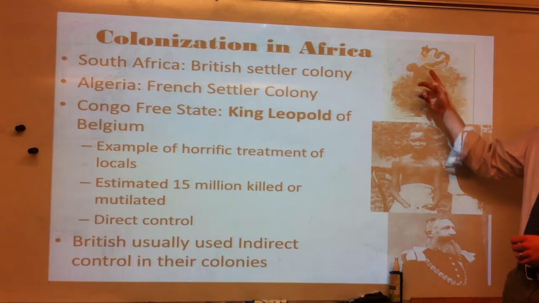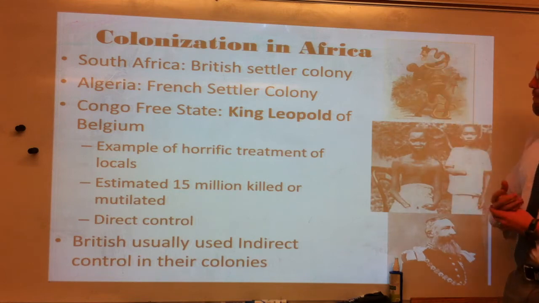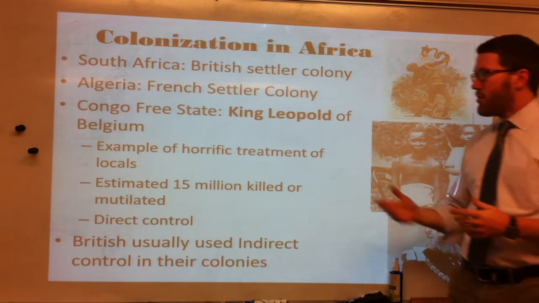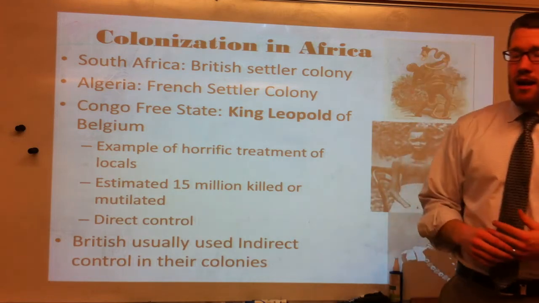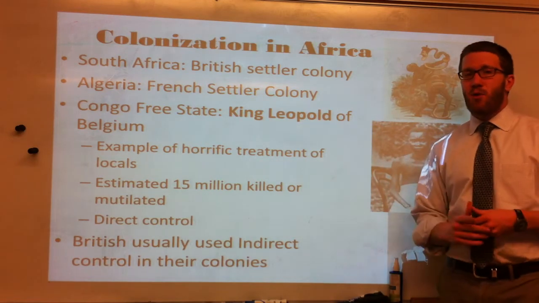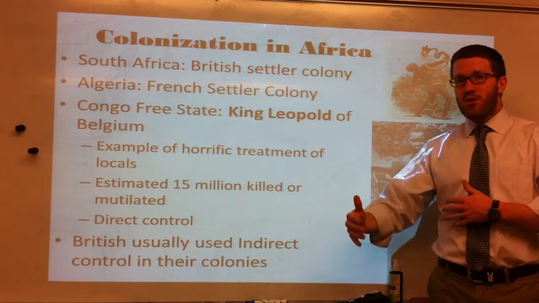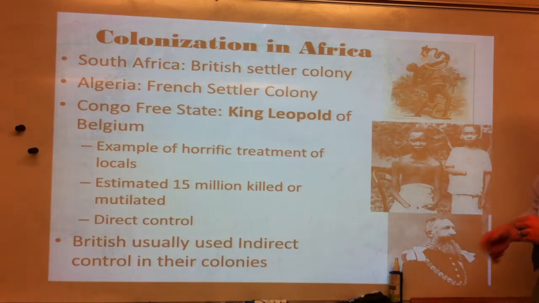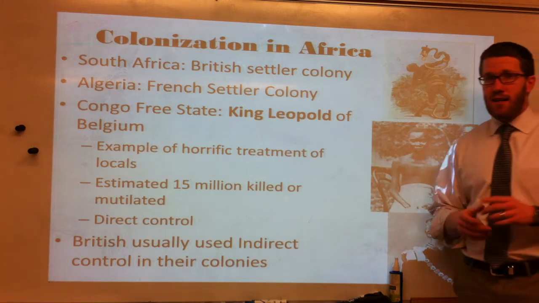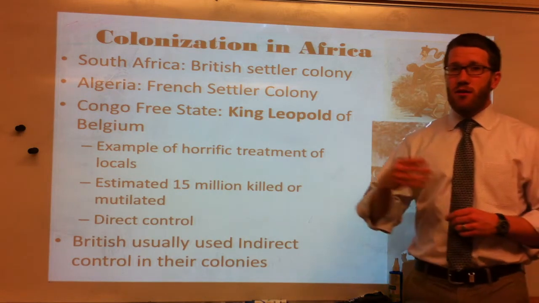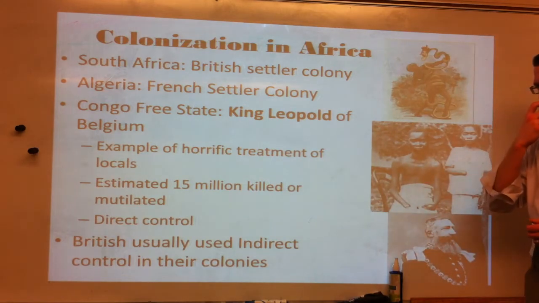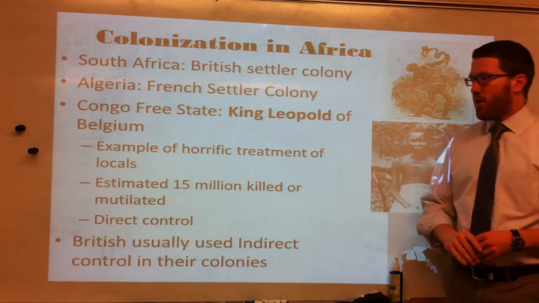Here you can see this political cartoon of an African being strangled by King Leopold. An estimated 15 million people died or were mutilated by King Leopold because he basically set up quotas: if you don't get this many resources for me, I'm going to kill you. Another big habit of King Leopold was ordering the mutilation of people. A lot of times he would cut off their hands and say, if you don't work and get this much for me, you're going to lose your hands. That happened quite a lot. So that's a good example of direct control.